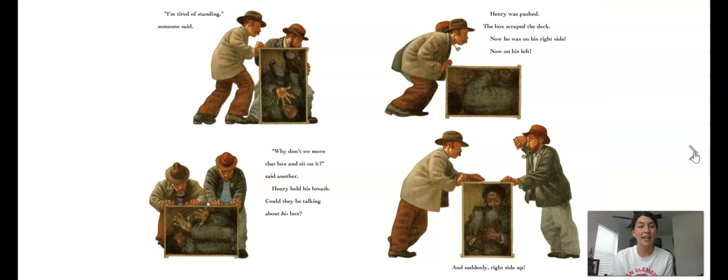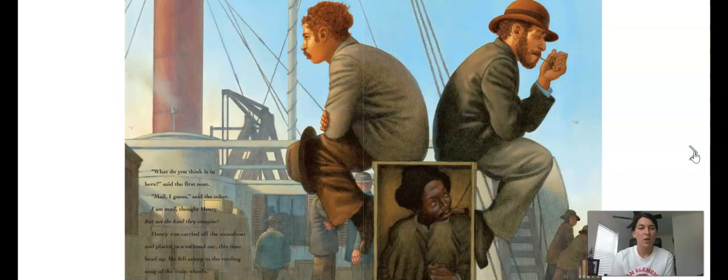"I'm tired of standing," someone said. "Why don't we move that box and sit on it?" said another. Henry held his breath. Could they be talking about his box? Henry was pushed. The box scraped the deck. Now he was on his right side, now on his left, and suddenly right side up. "What do you think is in here?" said the first man. "Mail, I guess," said the other. I am mail, thought Henry, but not the kind they imagine.